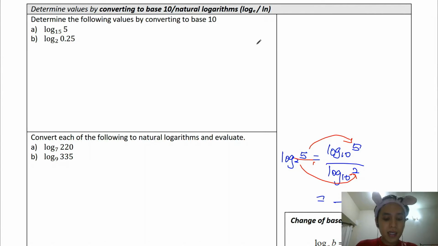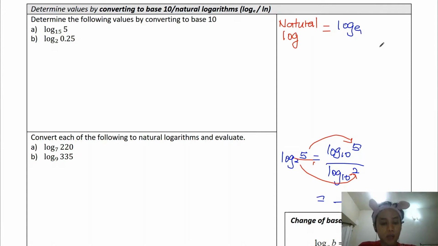Now the second part is the natural logarithm. So what is a natural log? Technically, when we say natural log, we are referring to the exponent base log, so log e. The e here refers to exponent, e-x-p-o-n-e-n-t. This is what we call the exponent base. So instead of a number, the base is now a letter, and this e refers to the exponent base.